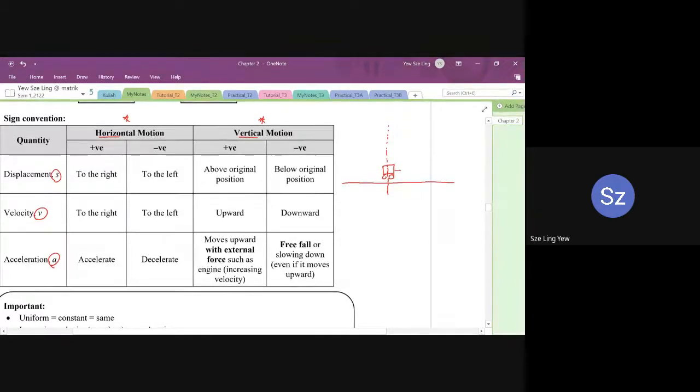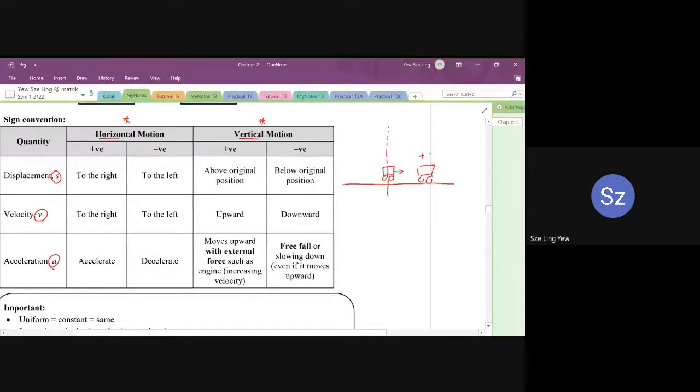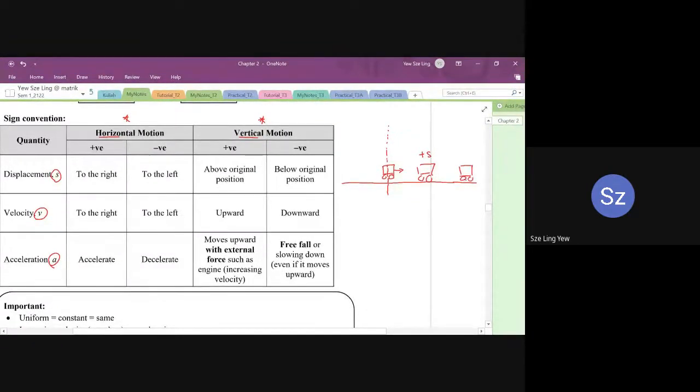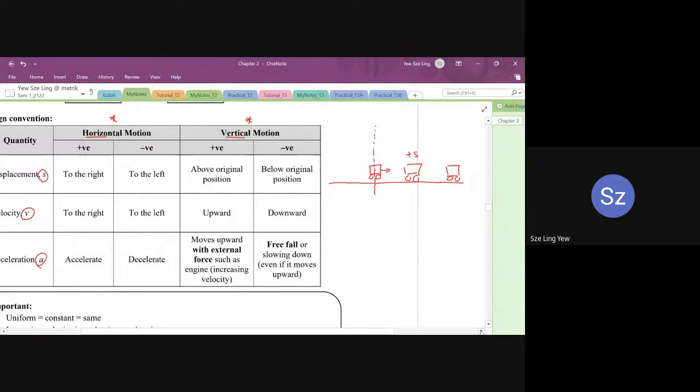So for example, now I have a car moving to the right, and now it's located here. It reaches this position. So at this position, it has positive S. And then it keeps moving. When it reaches here, it's still going to the right, so it's a positive S.